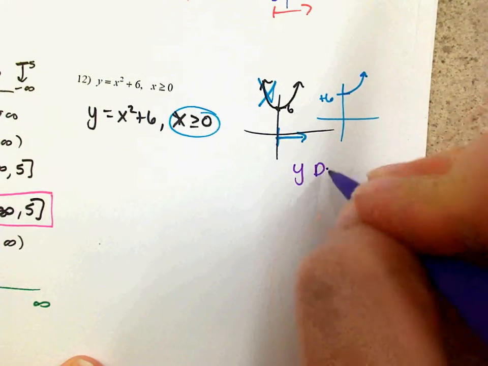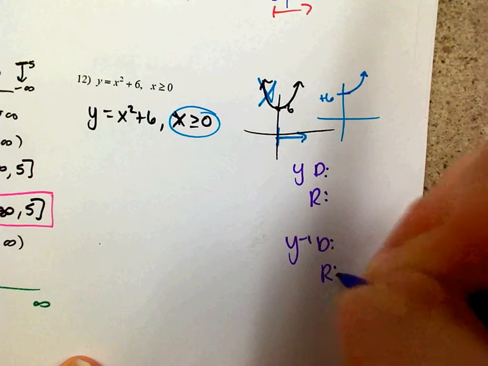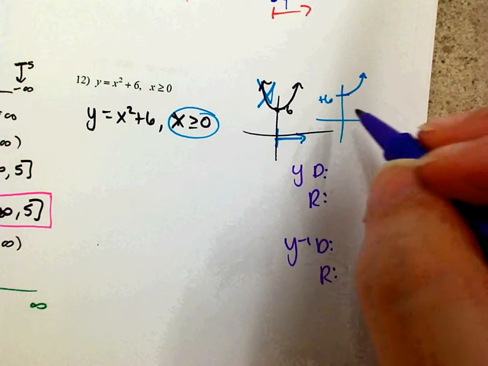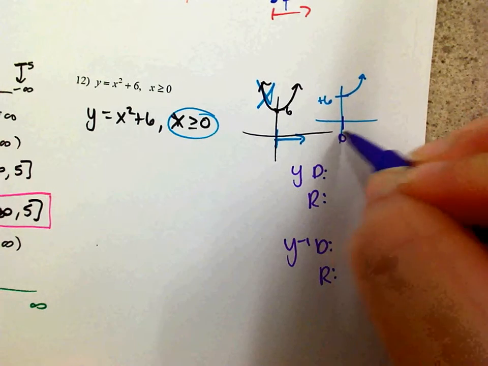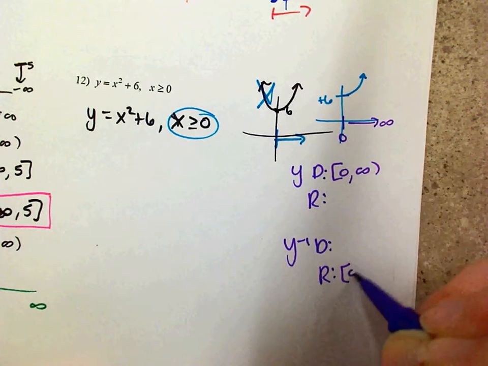Okay, so the domain is left to right. First to the left it goes to 0, and then it goes all the way to infinity. Range is up and down. The lowest it goes is 6, and the highest it goes is infinity.